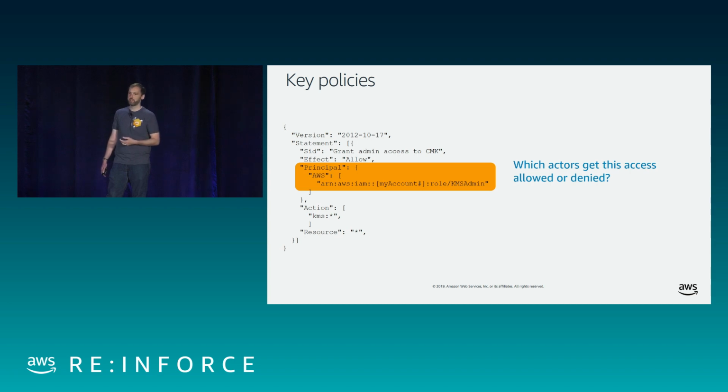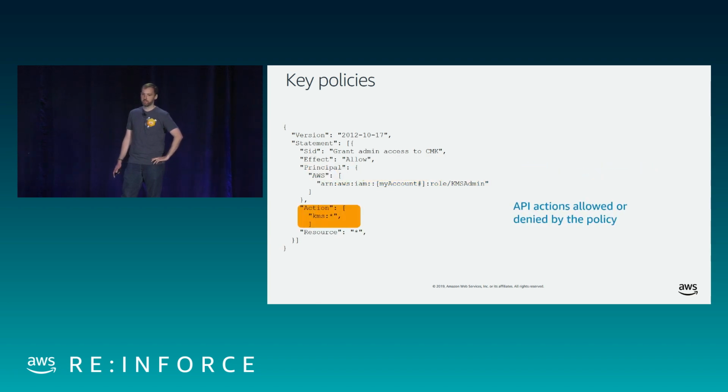This is where you define who or what is acting on. It could be a server or a role, whatever. And then next you have the action that it can take. So here I'm making an admin role just to keep it simple. So I did KMS asterisk, which would be all the API actions.